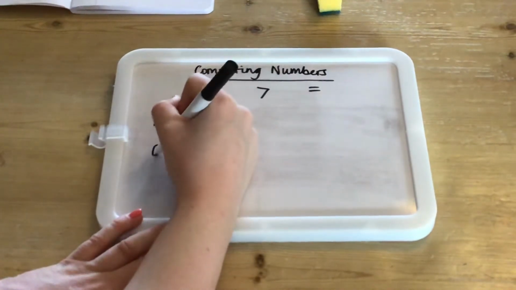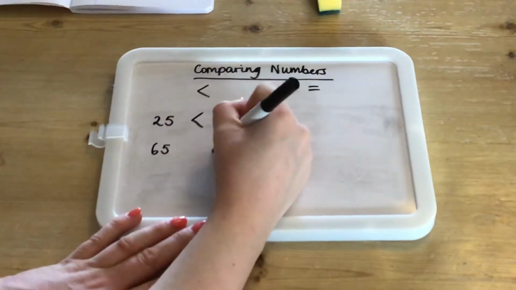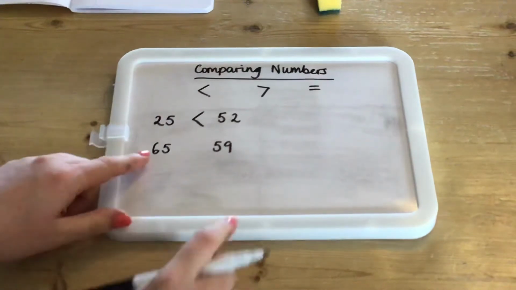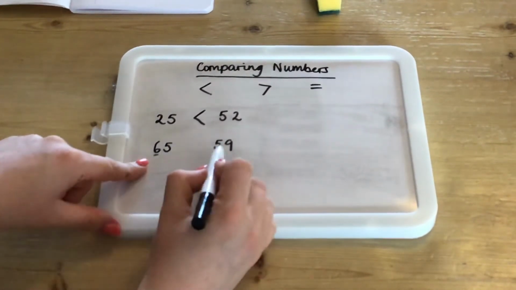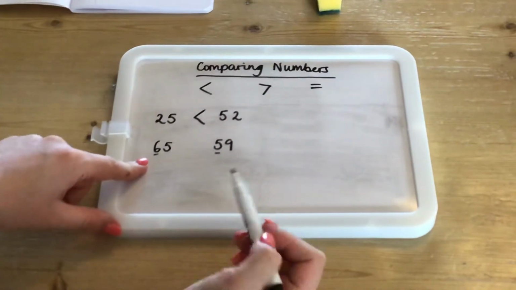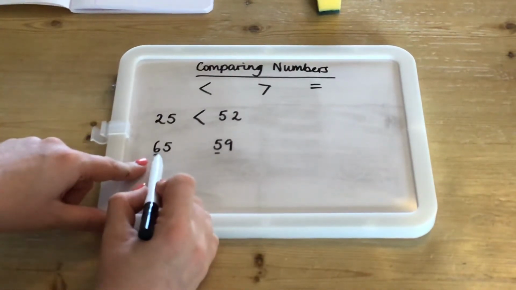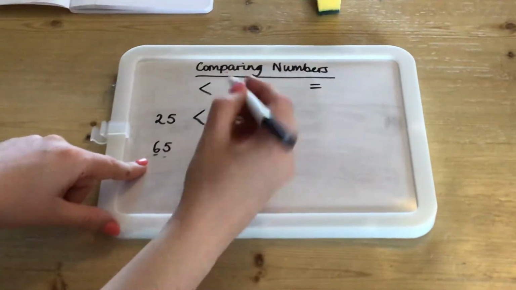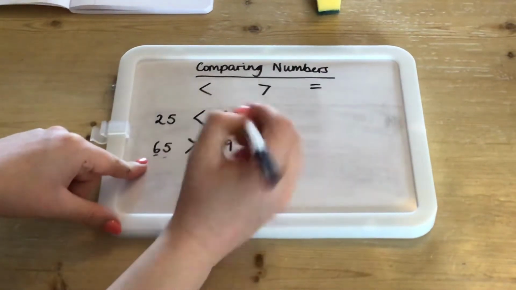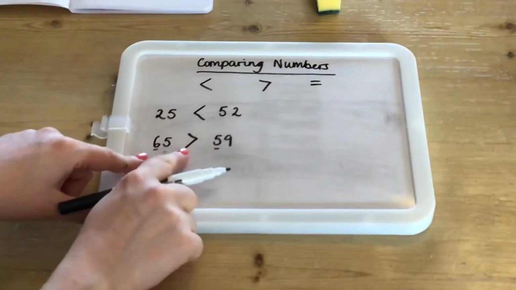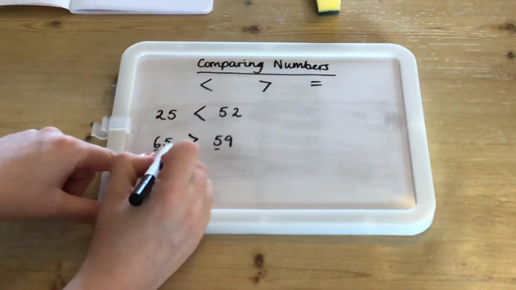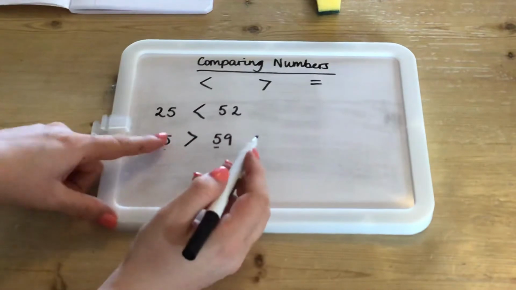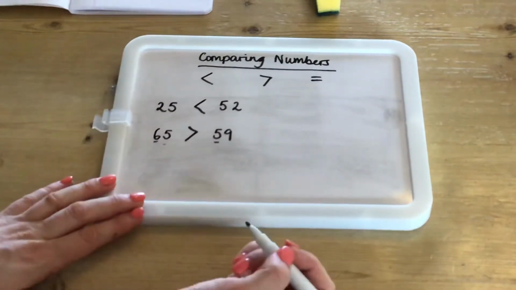Similarly, looking at 65 and 59, look at your tens column. You've got 6 in the tens column here, and you've got 5 in the tens column here. So you know that 65 must be greater than 59. So your symbol will look like this to show that 65 is greater than 59. And again, your open mouth symbol is facing towards the bigger number.